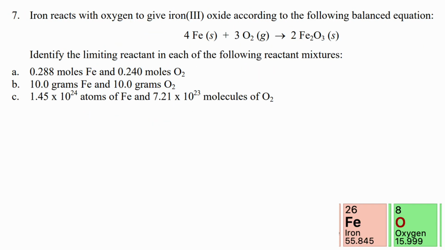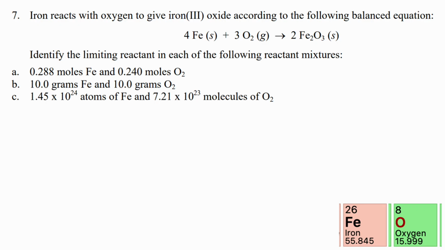All right, so here we have a balanced chemical equation. It says to identify the limiting reactant in each of the following reactant mixtures. So we know we have 2 reactants forming a product. We also know that it's pretty much close to impossible to have the perfect amount of iron and the perfect amount of oxygen reacting to form the perfect amount of product and have nothing else left over. So essentially what I mean by that is one of our reactants is going to run out first, which means we can no longer make any more product.